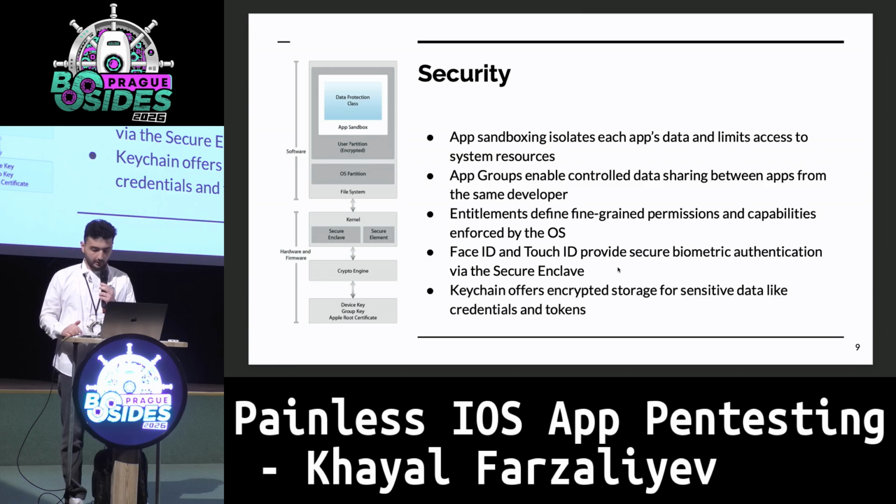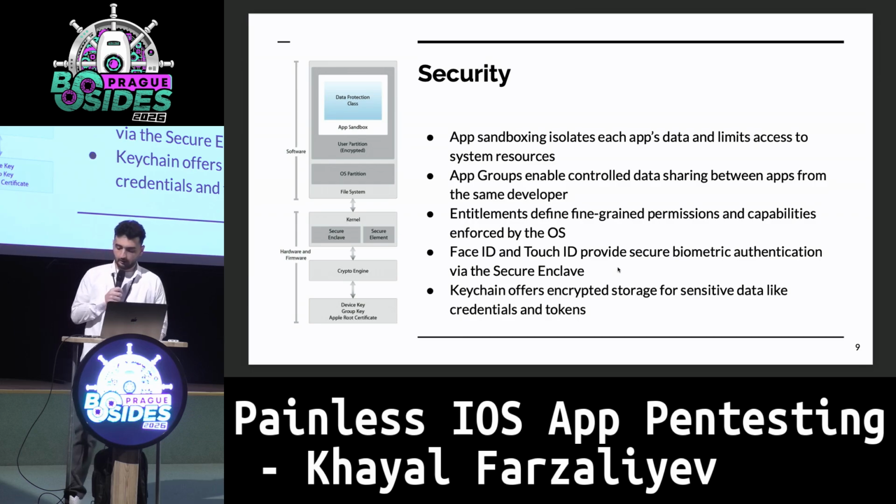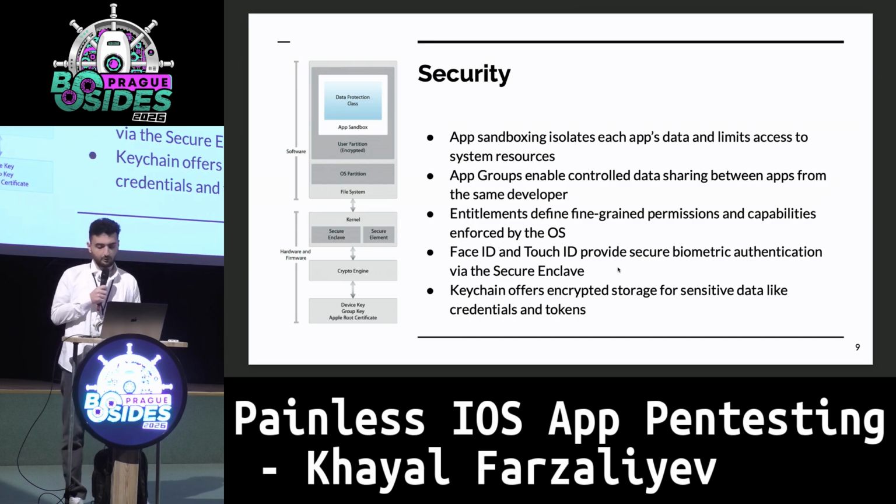So then we have Keychain. Keychain is iOS's secure storage mechanism for small sensitive items like passwords, tokens, encryption keys, which we also talk about later in the next slides. As you see, all of this together forms a layered defense.